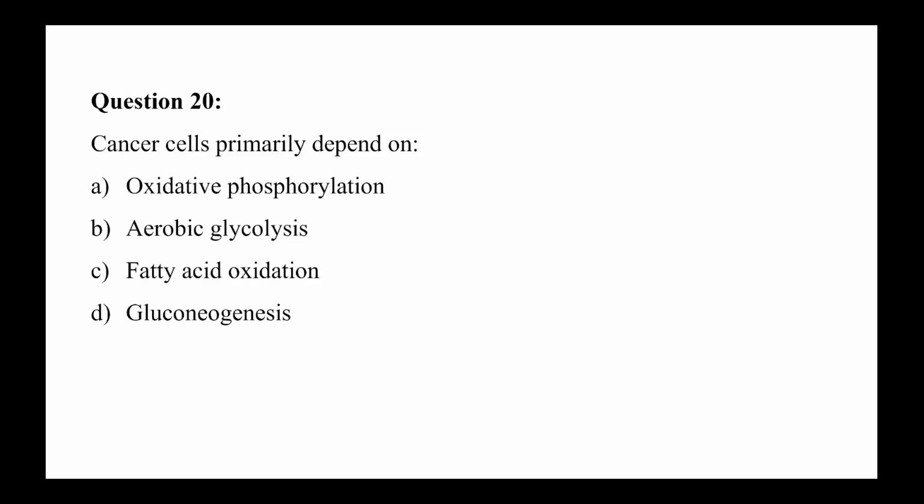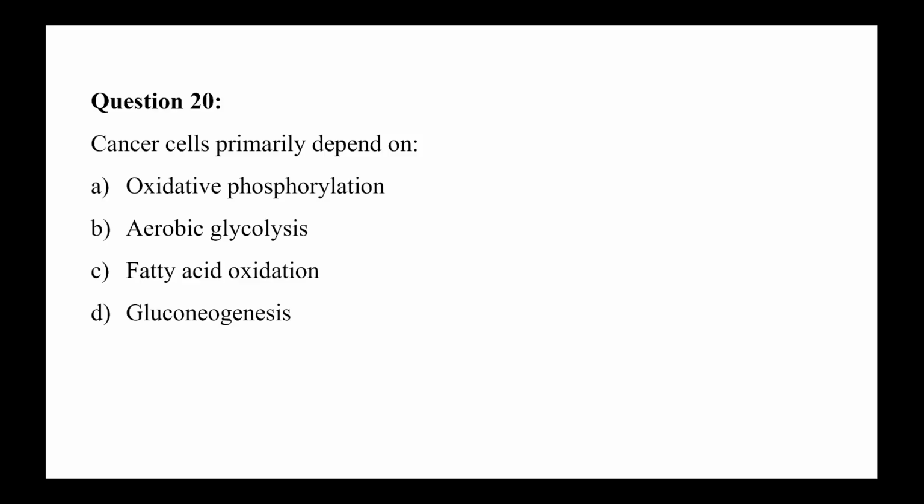Next question. Cancer cells primarily depend on option A, oxidative phosphorylation, option B, aerobic glycolysis, option C, fatty acid oxidation, and option D, gluconeogenesis. Cancer cells primarily depend on oxidative phosphorylation, aerobic glycolysis, fatty acid oxidation, and gluconeogenesis. It's aerobic glycolysis, no, ma'am.